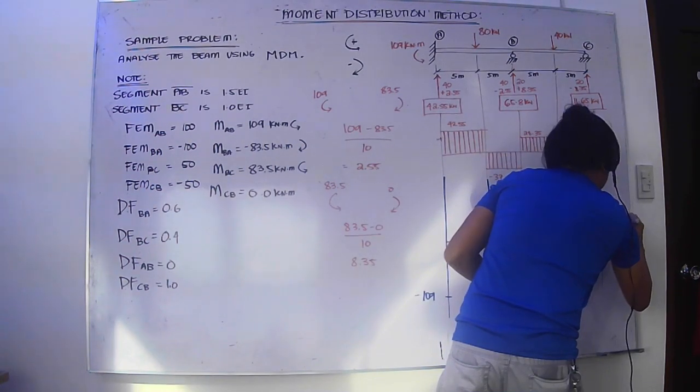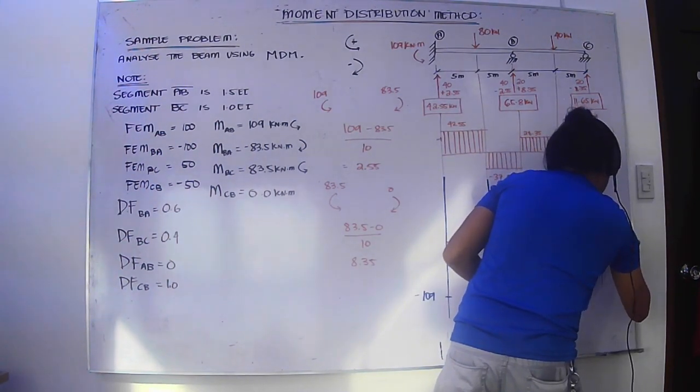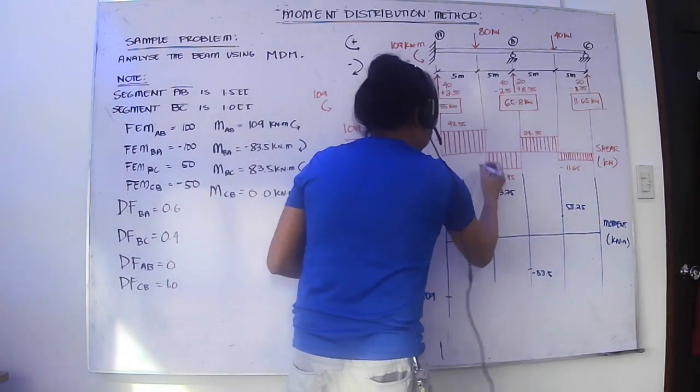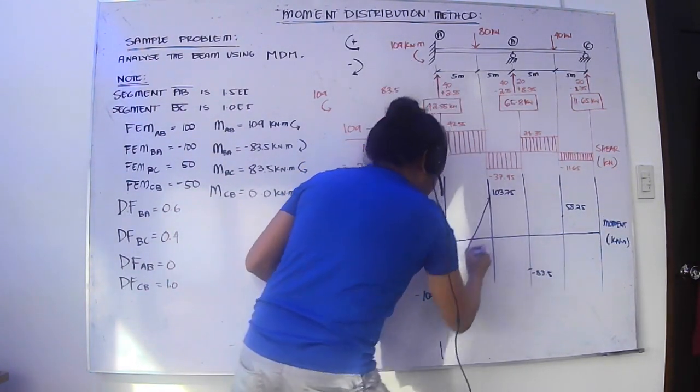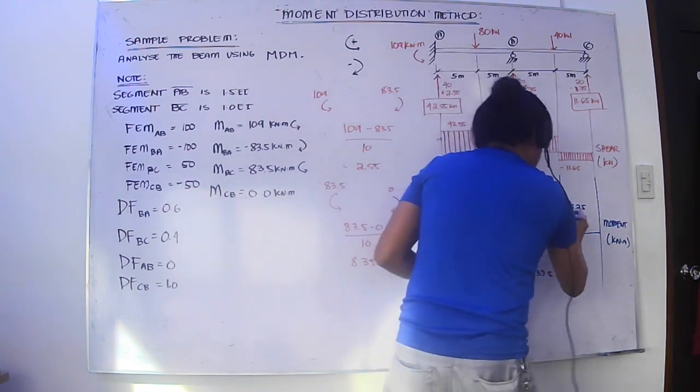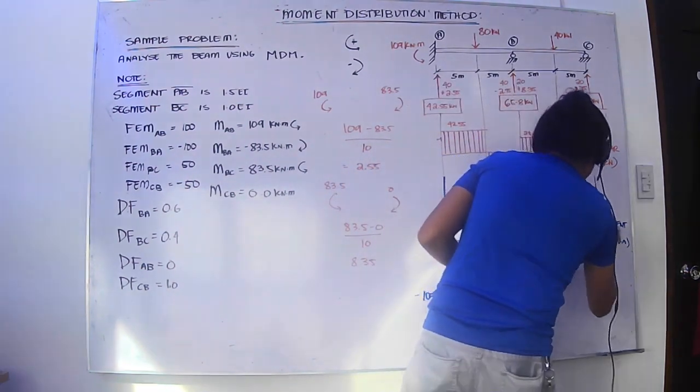This is our moment diagram in kilonewton meters. This is just a straight line, straight line, and then another straight line.